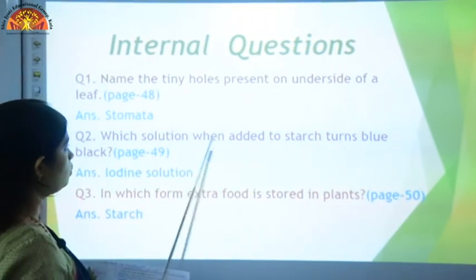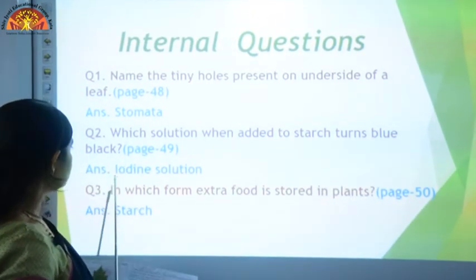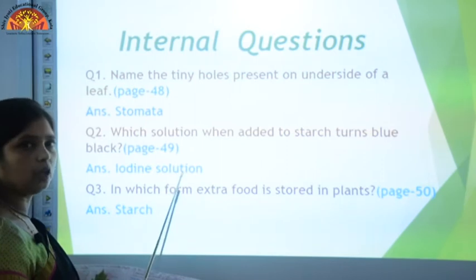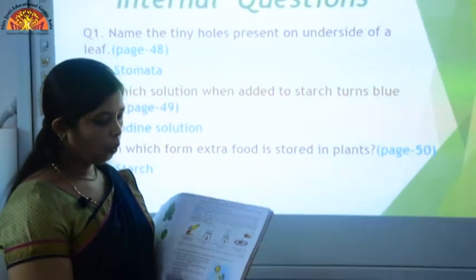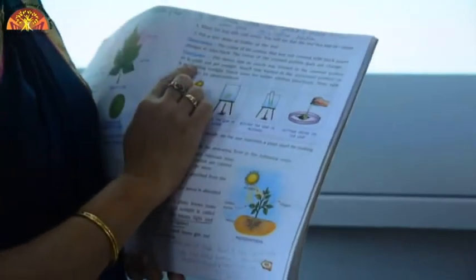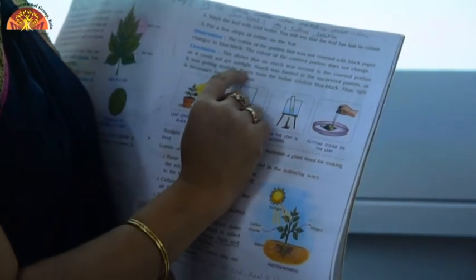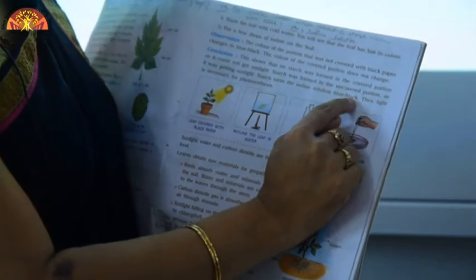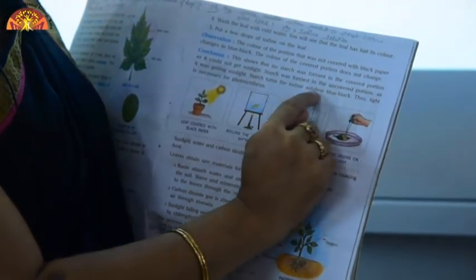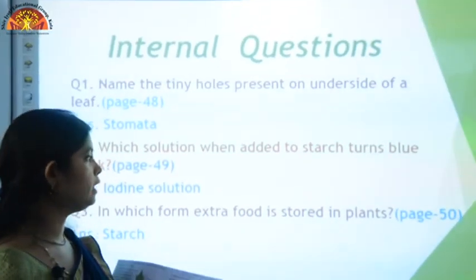Okay. So now we move to next question. Which solution when added to starch turns blue black? So answer to this question is iodine solution, and it is given on page number 49. So see, open page number 49, it is given over here in the second paragraph. You can see third line, starch turns the iodine solution blue black. So underline this line, starch turns the iodine solution blue black. Okay, and write the question above the paragraph.